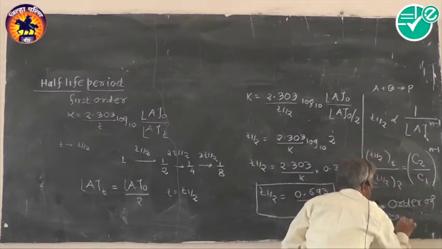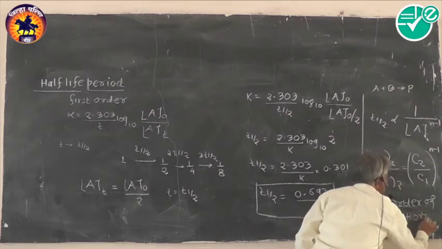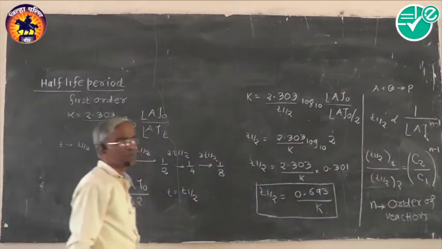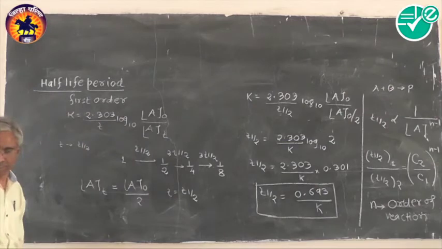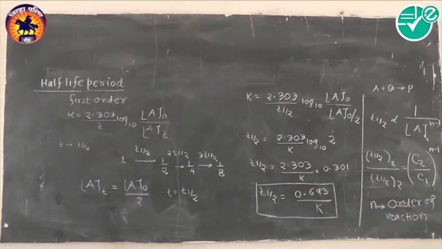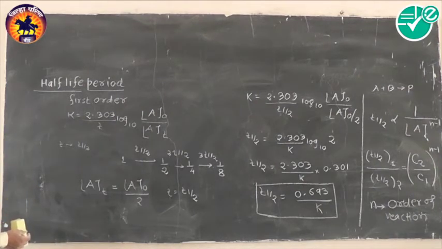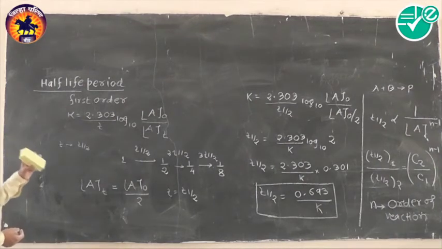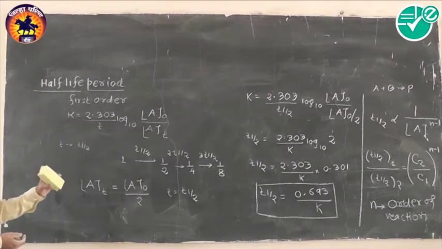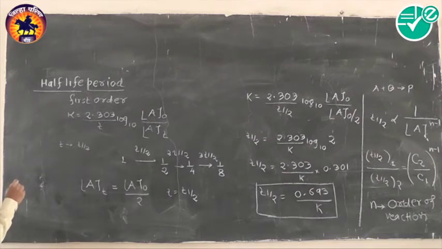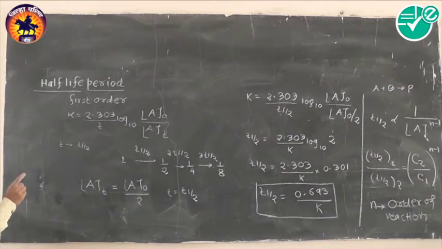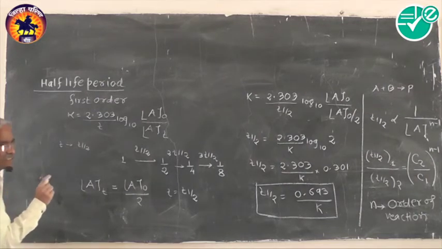Order of the reaction. This is one method by which we can also mathematically calculate the order of the reaction. So the concept of half-life period is also utilized mathematically in determining the order of the reaction. And now we will finally go for the concept of half-life period for zero order reaction.